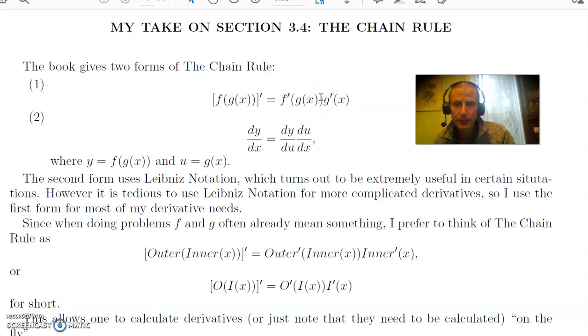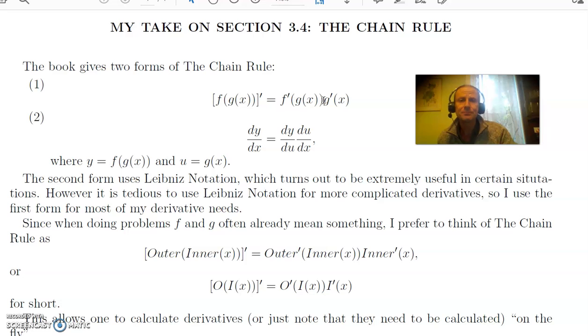The chain rule is a way of finding the derivative of a composition of functions, which means you've got one function being the input to the other. Here, g is being inputted into f. And the chain rule says that the derivative of f of g of x is equal to the derivative of f applied to g of x as its input, times g prime of x on the outside.